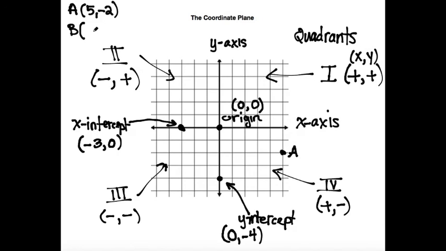Let's just go ahead and plot one more. Let's plot the point negative 3, 4. Again, we start right here at the origin. This time my x value is negative, so I'm going to go to the left 3, and I'm going to go up 4: 1, 2, 3, 4. And that is my point B. So that's the basics of the coordinate plane.